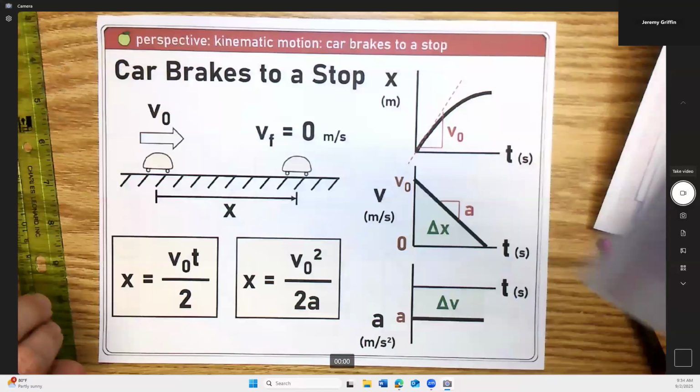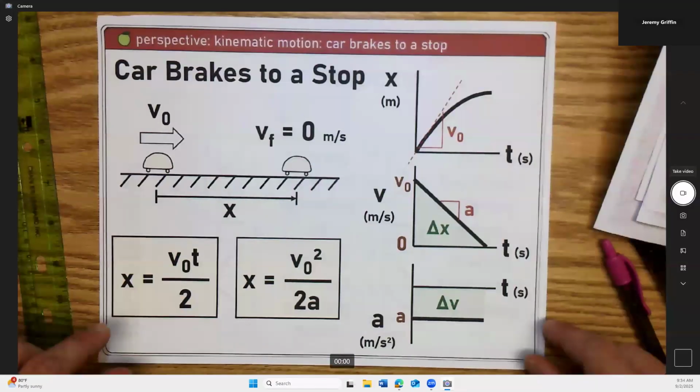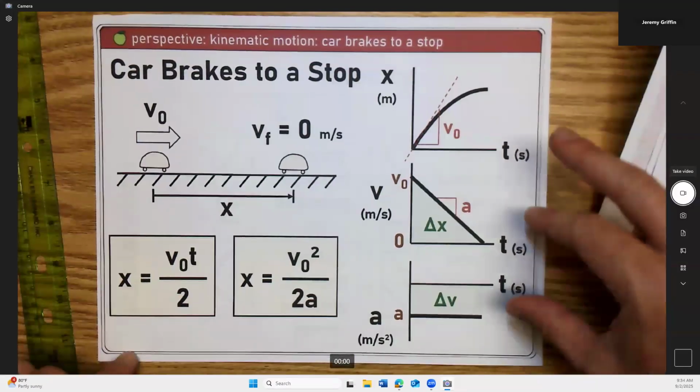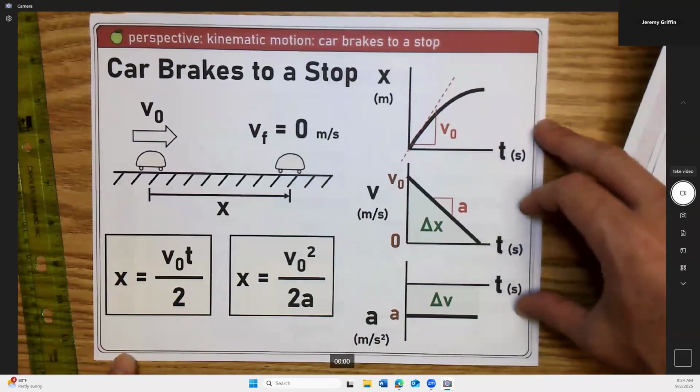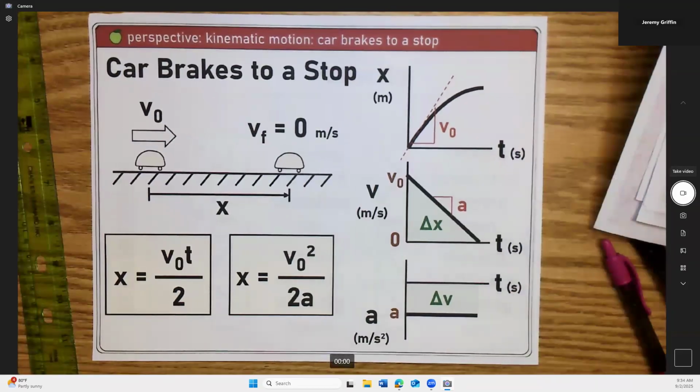All right. Oh, the bell's about to ring. I was going to do this with you guys. Guys, car breaks to stop. Can you guys keep car breaks to stop? I think we did this one earlier today anyway, right? Yeah, we did.